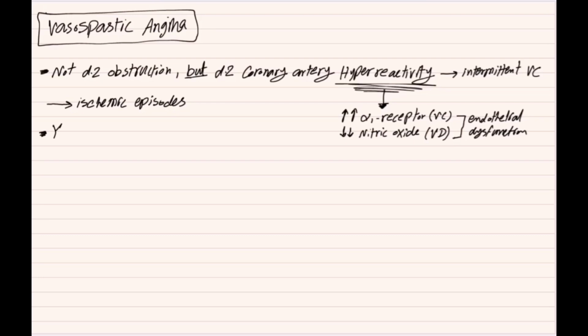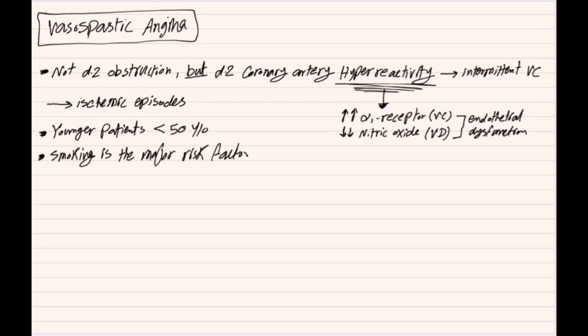Vasospastic angina happens in younger patients. Their age would be less than 50. This is relatively younger patients. And the major risk factor here is smoking. It's not old age, it's not blood sugar, it's not hyperlipidemia, it's not any of the other factors. It is smoking. Therefore, when we're treating this disease, we advise smoking cessation.